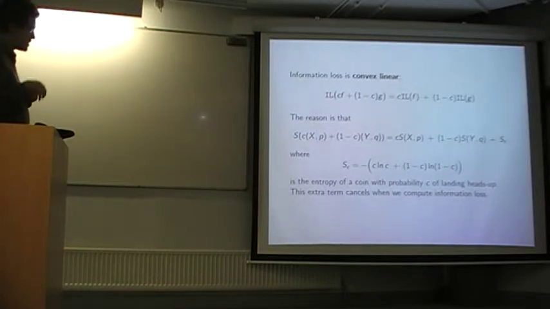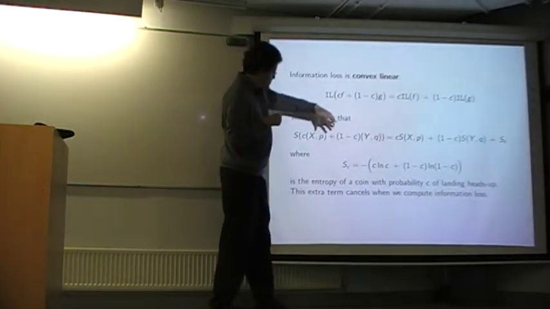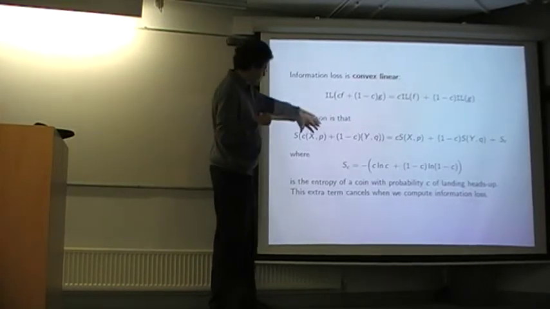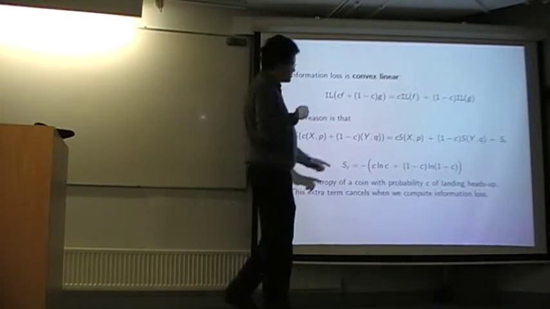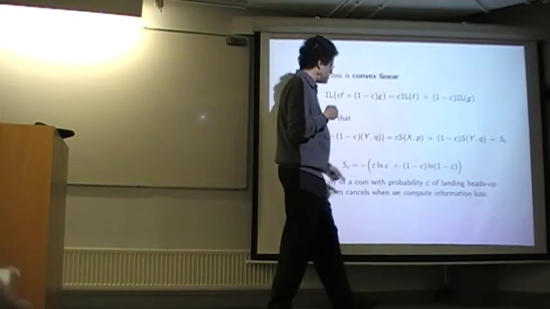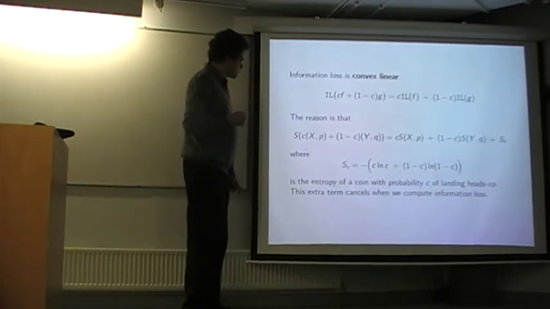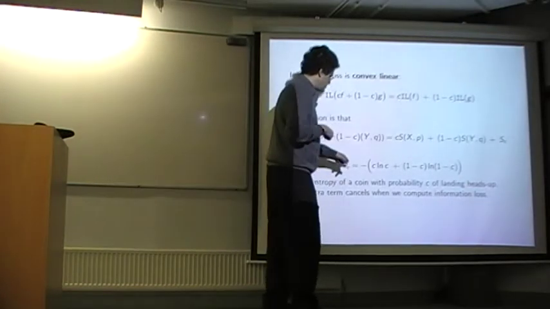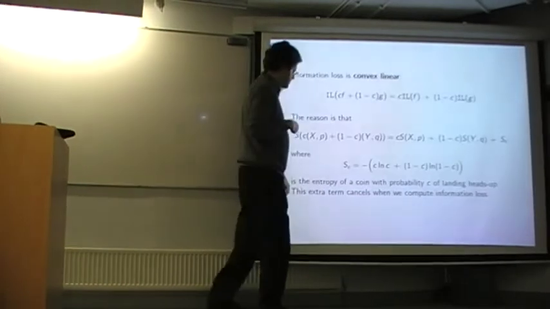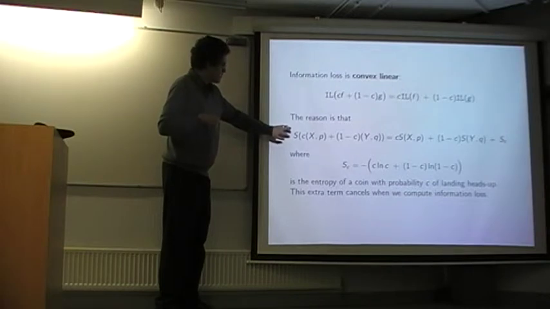The reason is that the entropy of one of these mixtures of probability measure spaces, convex linear combination of measure spaces, turns out to be given by a fairly simple formula, which is you take the entropy of the first one, multiply it by C, the entropy of the second one, multiply it by 1 minus C. But that's not all. There's a little more entropy in there due to the random choice involved in this coin flip. And that is really just the entropy of the coin. And so this is the formula for how entropy works when you do convex linear combinations of objects.